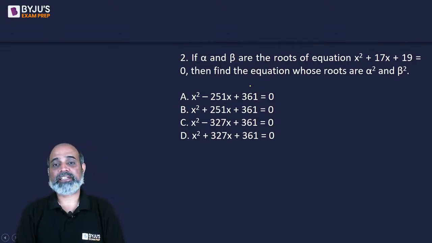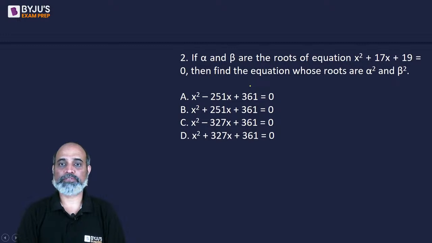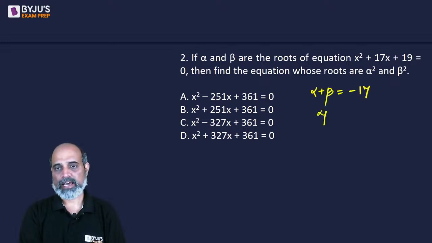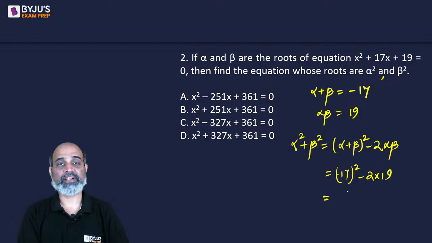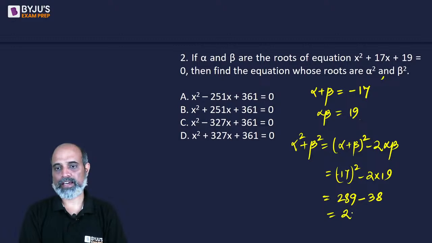Next, if alpha and beta are the roots of this given quadratic equation, then find the equation whose roots are alpha square and beta square. From the given quadratic equation, sum of roots alpha plus beta is minus 17, and alpha into beta is going to be 19. If we need the roots alpha square and beta square, the sum of the roots is alpha square plus beta square, which can be written as alpha plus beta whole square minus 2 times alpha beta, which is minus 17 whole square minus 2 times 19, which is 289 minus 38. That will result in 251.